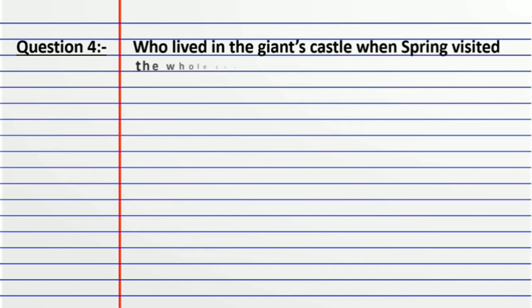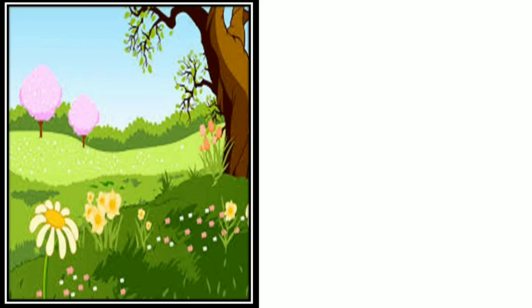Now, the last question, that is question 4 of read and answer, says, who lived in the giant's castle when spring visited the whole country? Students, for the answer, just look at this picture. What can you see in this picture? Yes, you can see that the spring has visited the country.